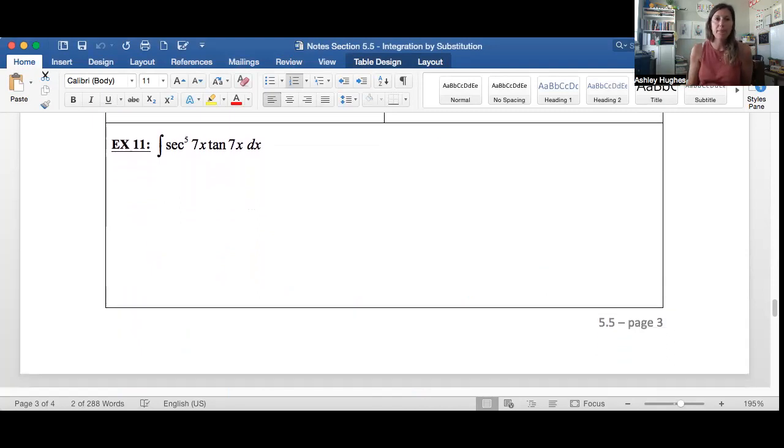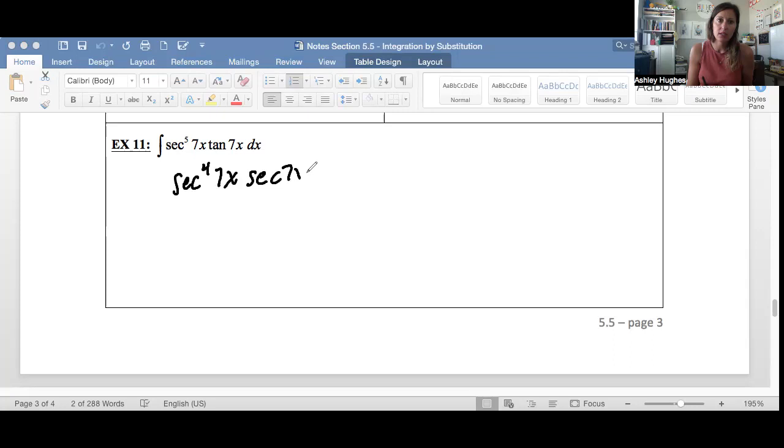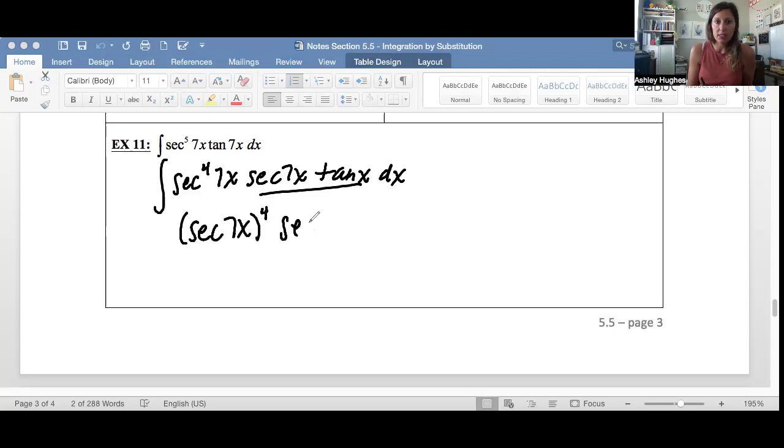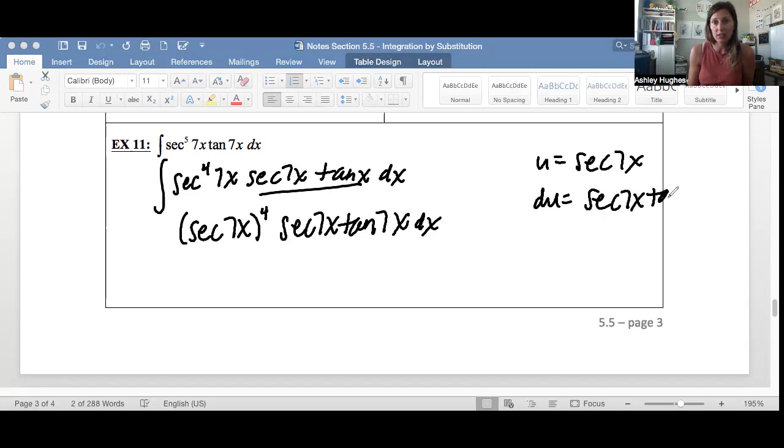So this one is a little tricky too. So since secant is odd and not even, what you can do is you can save out one secant to be the derivative, because the derivative of secant is secant tangent. So I can write this as secant 7x to the 4th, and then I have secant 7x tangent 7x dx. And I know this will work because if my u is secant of 7x, my derivative would be secant of 7x times tangent of 7x times 7 because of the chain rule.